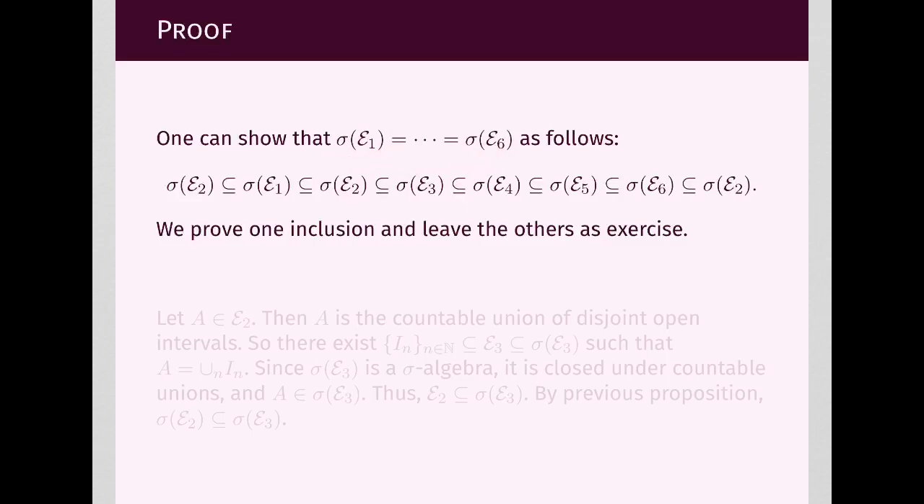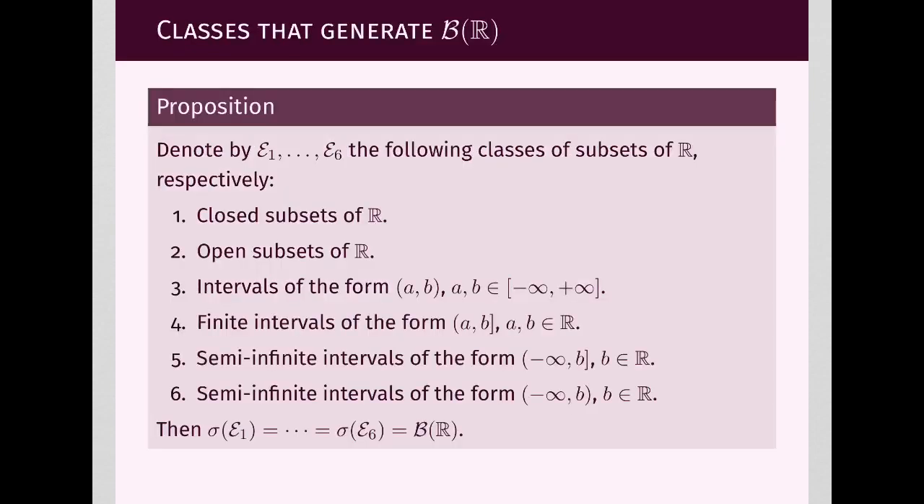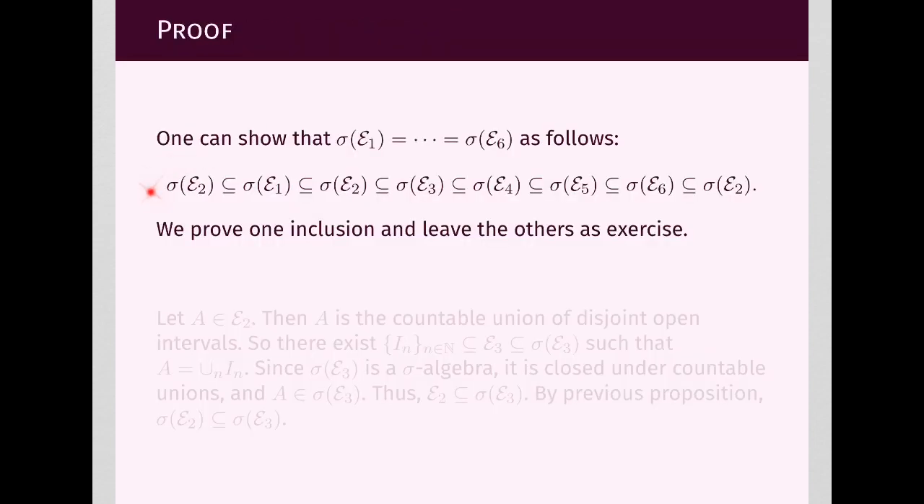And how are we going to do that? We're going to show that the sigma algebra generated by the second class out of those 6 listed before... Let me go back. Here we are listing 6 different classes of sets, and we are considering the sigma algebra generated by each one of them. So we're going to show that the sigma algebra generated by the second class is contained in the sigma algebra generated by the sets in the first class.